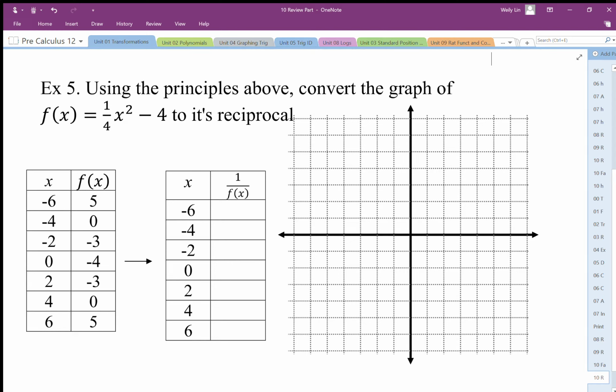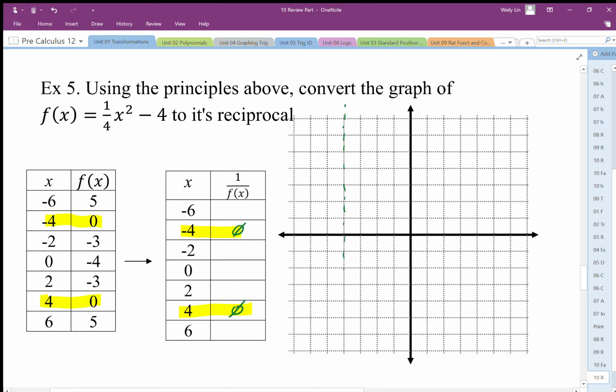To convert the graph of a function to its reciprocal, we need to make note of a few key points. Really the most important point is where the original f of x is 0. Because where that happens, we know the graph is going to be undefined. So there's going to be a vertical asymptote at those points.